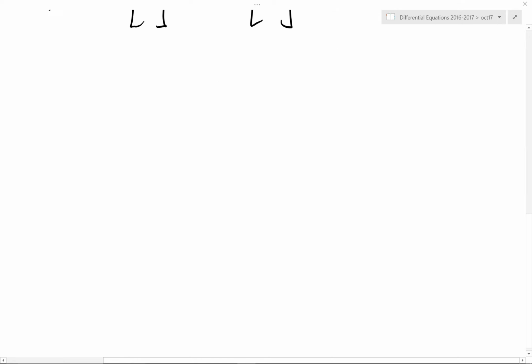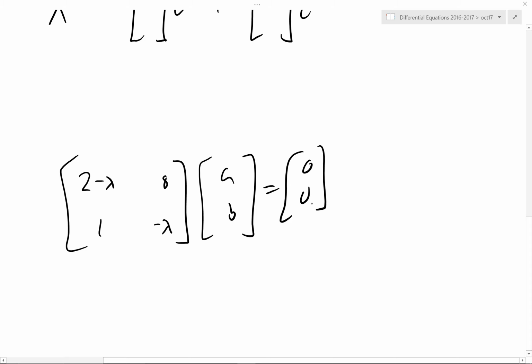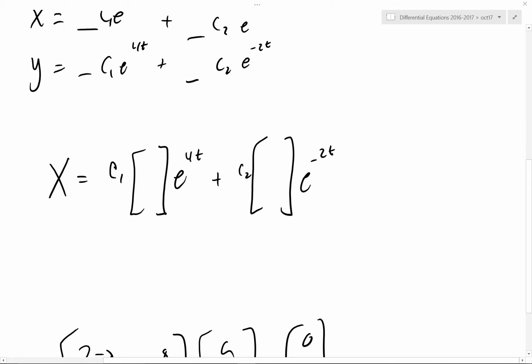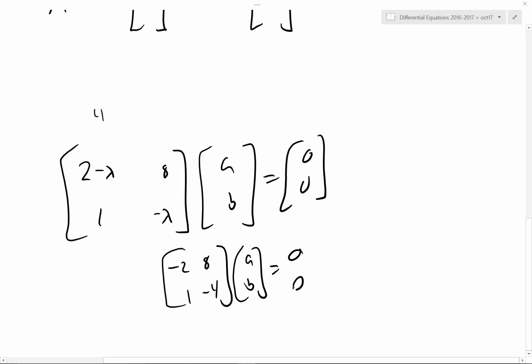So 2 minus lambda, 8, 1, negative lambda. And let's slap in our eigenvalues one at a time. So our eigenvalues are 4 and negative 2. So let's do 4 first. So 4 would be negative 2, 8, 1, negative 4. Clearly the same this time, 100% the same. Nothing to worry about here at all. So I think 4, 1 would get the job done.